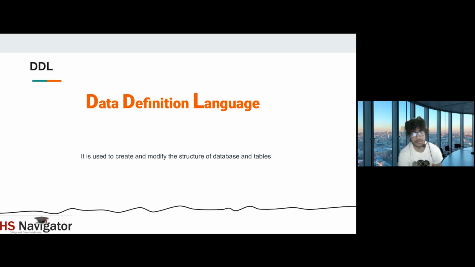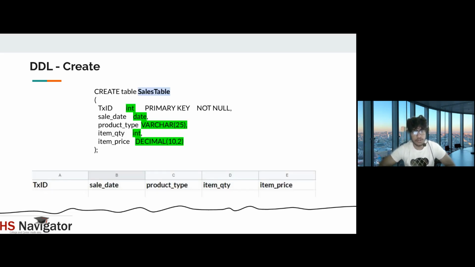Data definition language. It is used to create and modify the structure of databases and tables. So first we have create. This is a syntax to create a new table. You're simply going to type create and you're going to write table, which is what we want to create. And then you're going to give the table a name. In this case, we're naming it sales table.